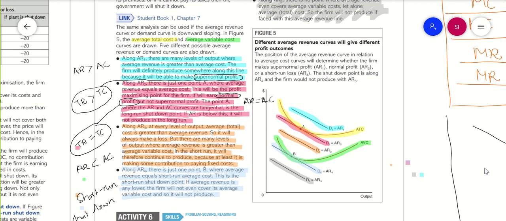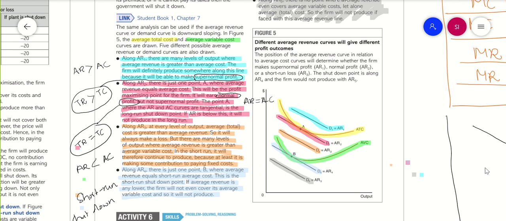So in the first situation, the blue region, it indicates that the average revenue is higher than the average total cost curve. So at this point, what happens is the firm tends to make a supernormal profit. Supernormal profit is when total revenue is greater than the total cost.